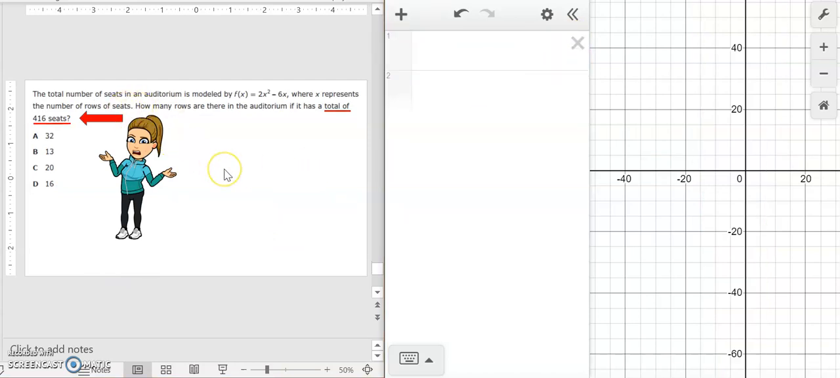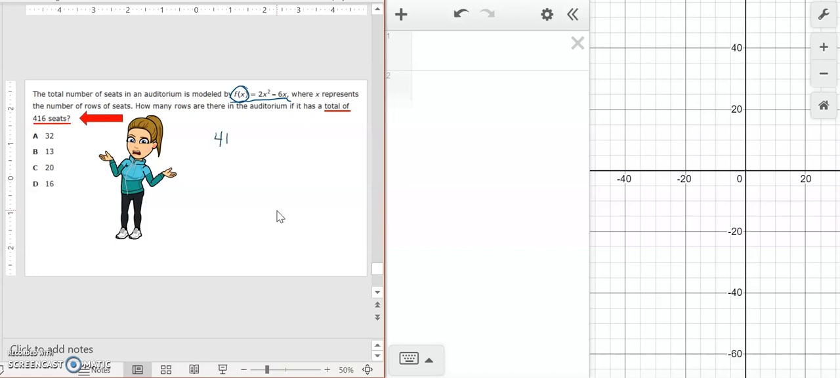One more, another word problem. The total number of seats in an auditorium is modeled by f of x equals 2x squared minus 6x, where x represents the number of rows of seats. How many rows are there in the auditorium if it has a total of 416 seats? This one's a little bit different because I have an equation, f of x equals this, but then it gives me this new information of 416 seats. That's my total. Remember, f of x represents total.